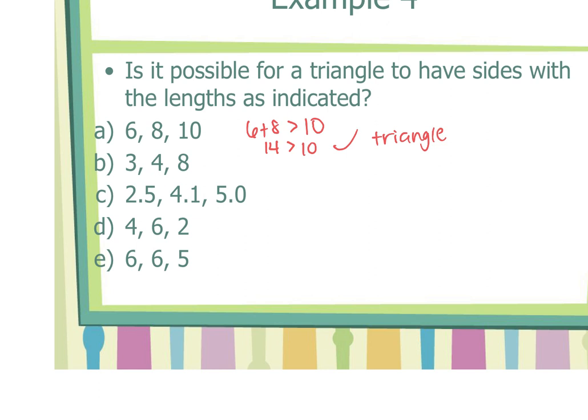Next one. We take 3 and 4, we add them together, and they need to be bigger than 8. So we do 3 plus 4, and that needs to be bigger than 8. 3 plus 4 is just 7. Is 7 bigger than 8? No, so not a triangle.